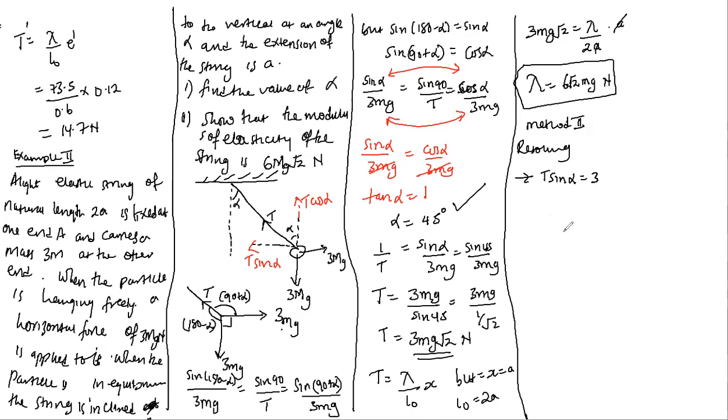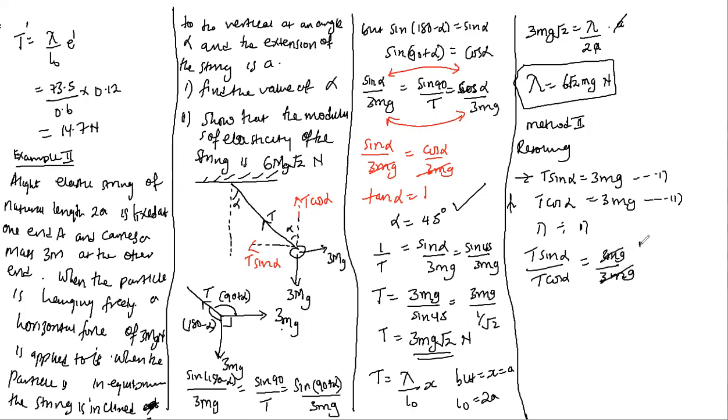When I divide equation 1 by equation 2, I'll get T sine alpha over T cos alpha is equal to 3 mg over 3 mg. This one still will divide off to give you 1. I divide off the tension. Finally, I'll go back to the same thing, giving me tan alpha as 1. Hence, alpha would be 45 degrees.